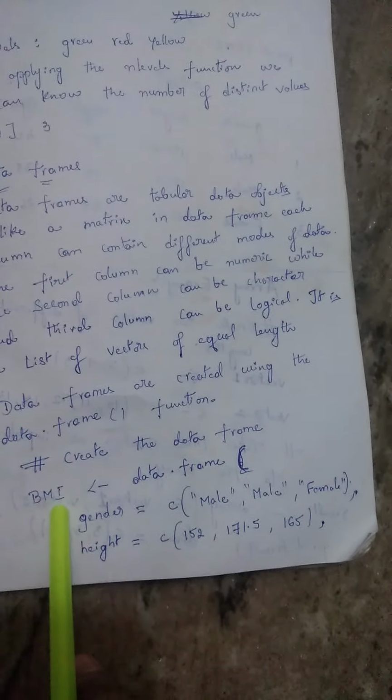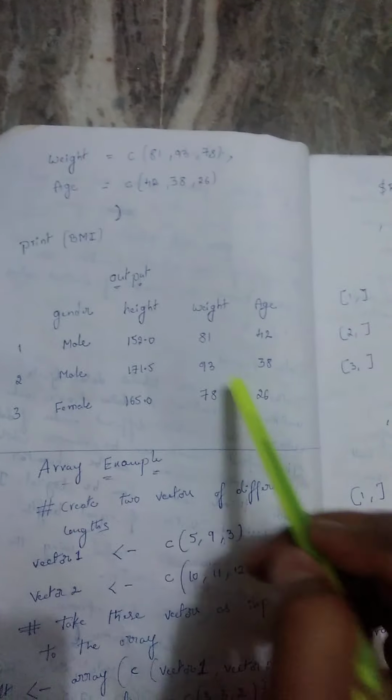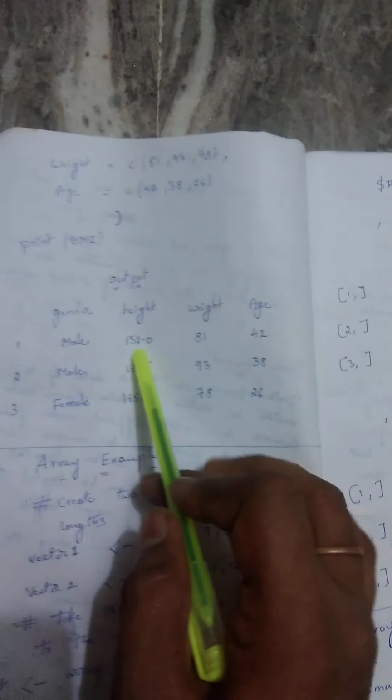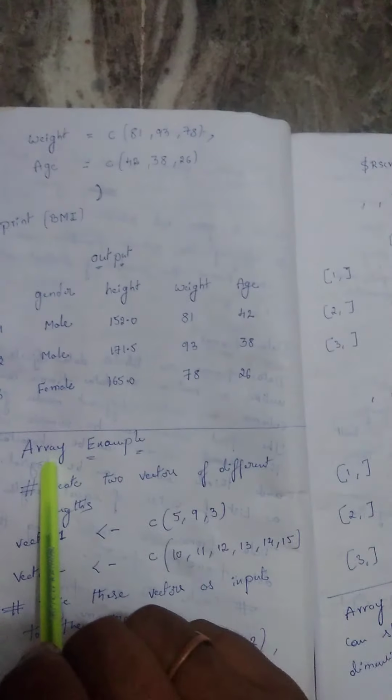We have the BMI, and it must be printed with the help of the print statement. Here is the output. The first column is character, and the second column is integers. It is in decimal values also. It is in integer format, and this is also integer format. The output is in a tabular format, with column structure and row structure.